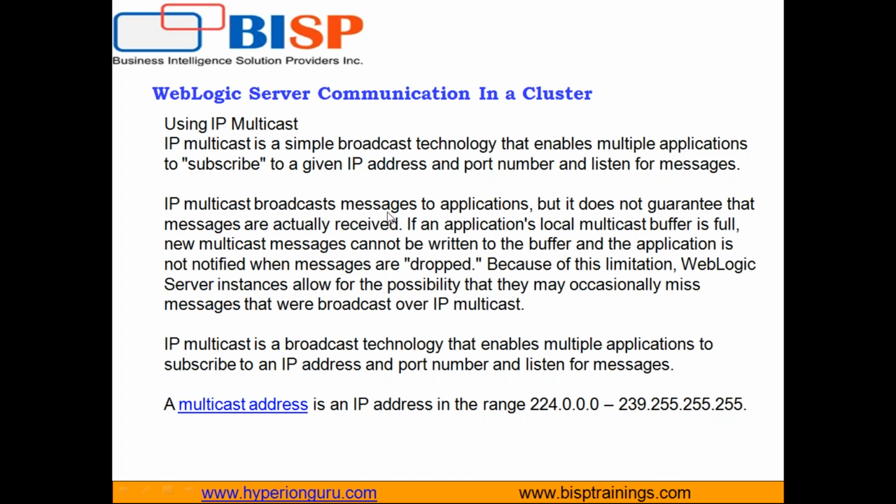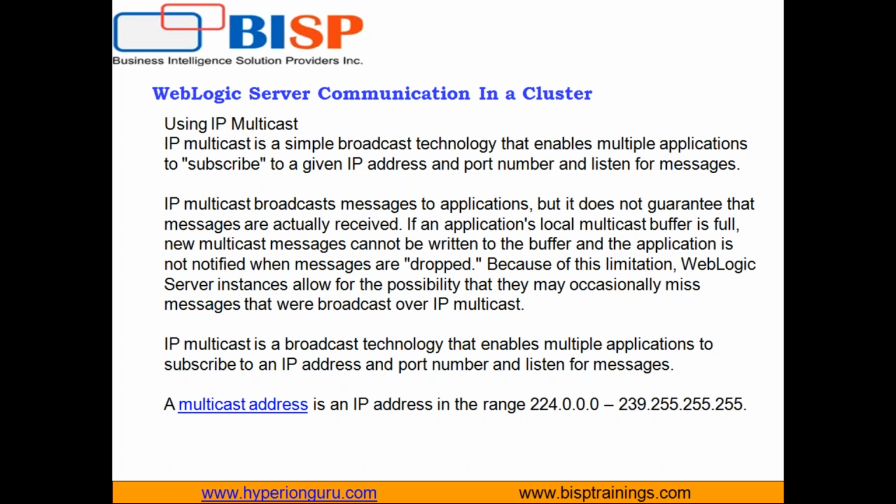So IP multicast broadcasts messages to applications, but it does not guarantee that messages are actually received. It just sends a signal, it broadcasts the message, but it doesn't confirm whether these messages are being received or not. So let's say I have sent you a courier, and I am not taking any acknowledgement of whether that courier was received. It may be missing, and I'll consider that I have sent it to you, so you already received it. But you may or may not receive it on that particular day. So this is how multicast works. It broadcasts messages to applications, but it does not guarantee that messages are actually received.